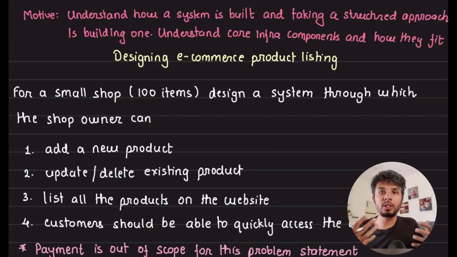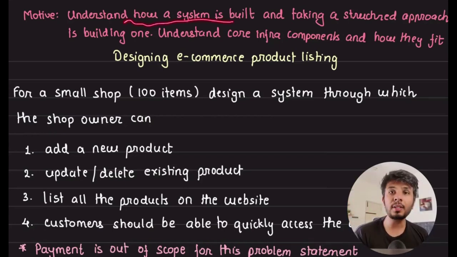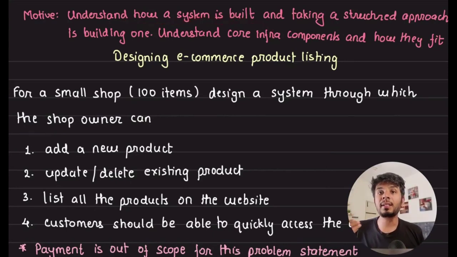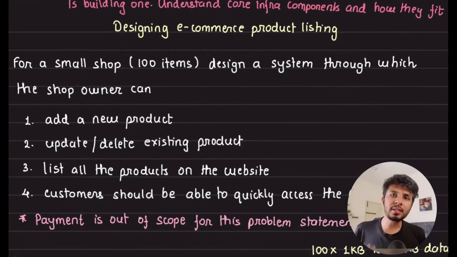Now, what we want to do is design the system. Whenever we approach any system in general, every system design would have a motive. The motive of this system design is that we understand how a system is built and we understand how to take a structured approach to solving that problem. Instead of taking massive leaps, we would take small baby steps to understand how systems are built, right? In this one, we would keep things simple to understand different pieces of infrastructure and how they fit into the scheme of things, right?